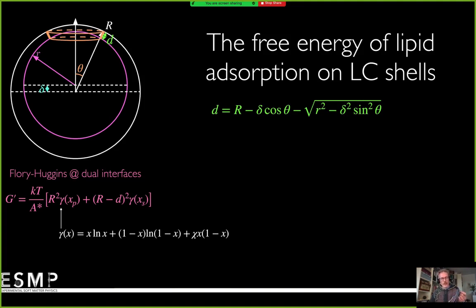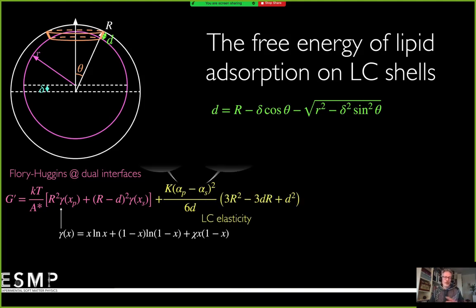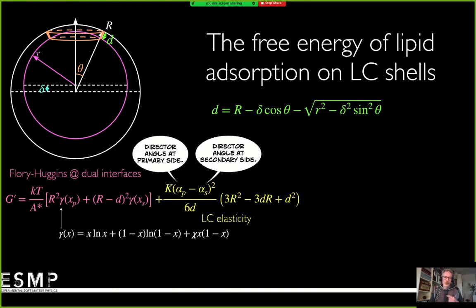For X is the lipid coverage fraction on the primary side and on the secondary side. Then comes the elasticity. Again, we have to consider both the primary and the secondary side. And the alphas here are the director angle at the primary and the secondary side. So if alpha is 0, you have normal alignment. If alpha is 90 degrees, you have tangential alignment.